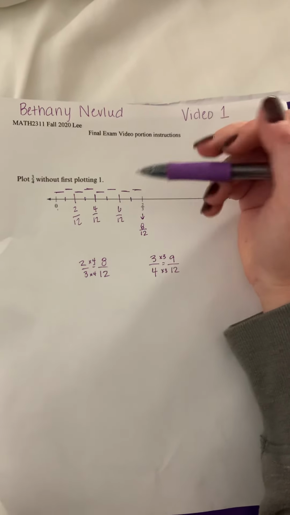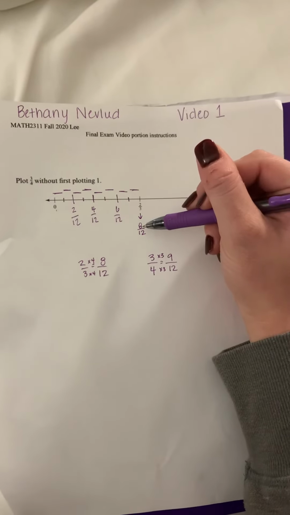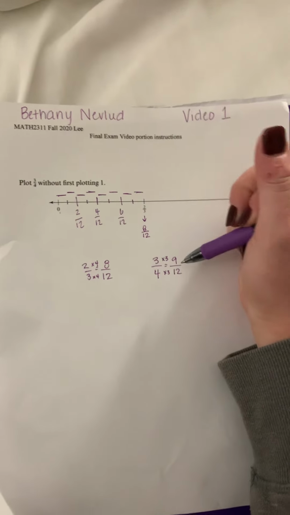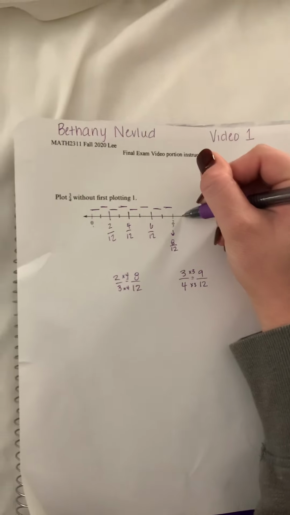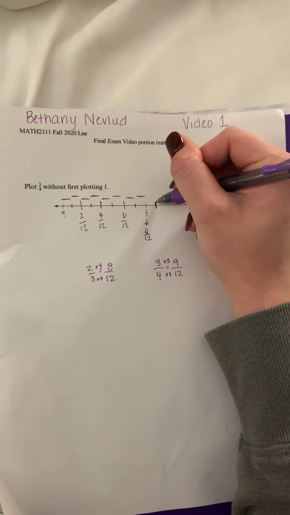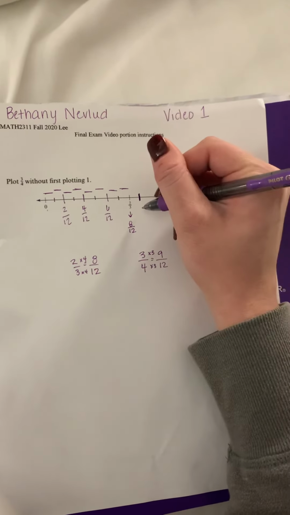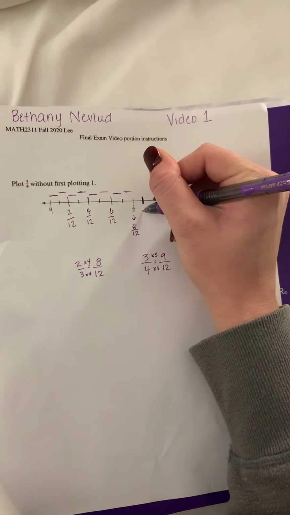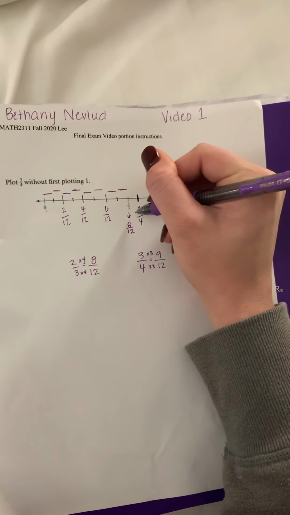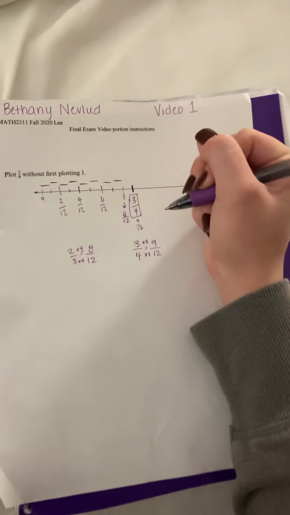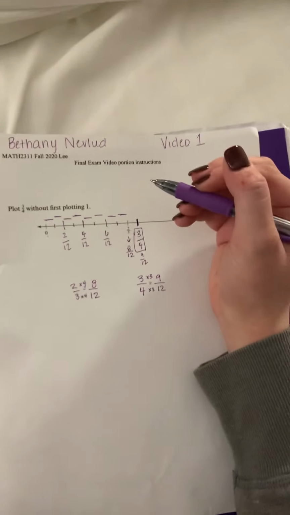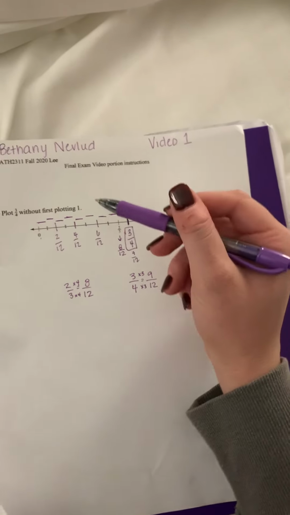are approximately this size. So if 8/12 is here, we know that the next number is going to be 9/12, which will give us about this spot here on the number line. We're going to put that as the 3/4, otherwise known as 9/12.